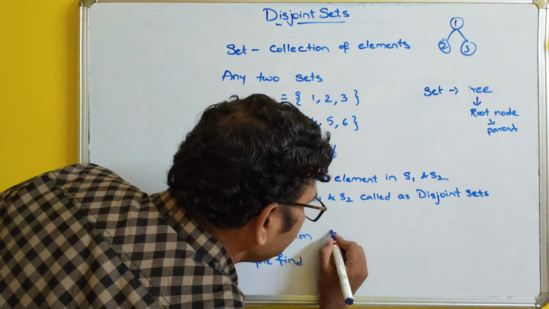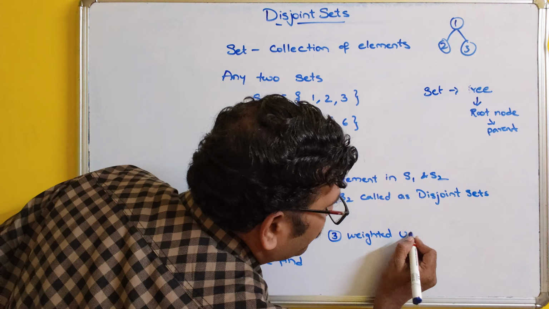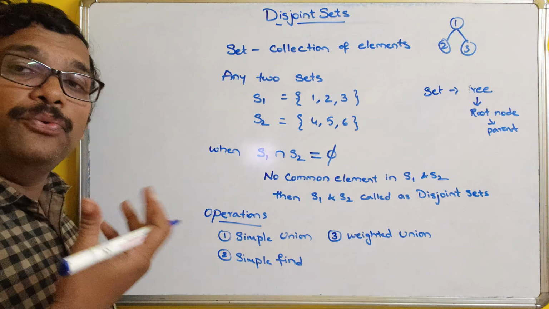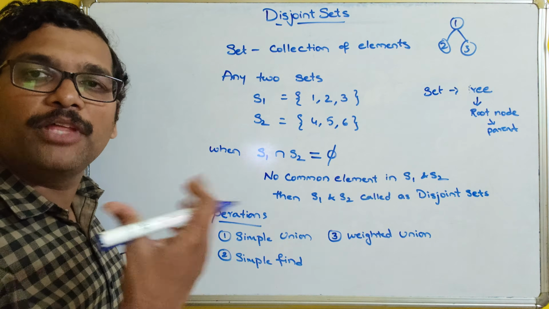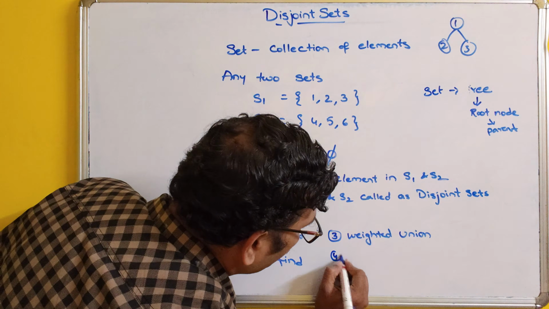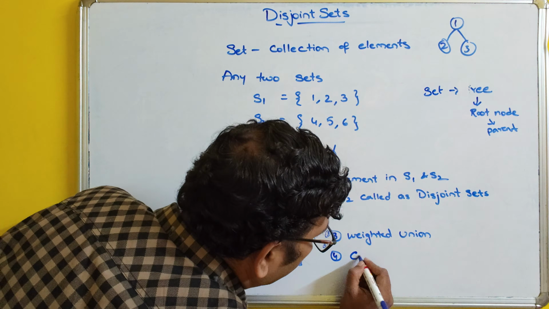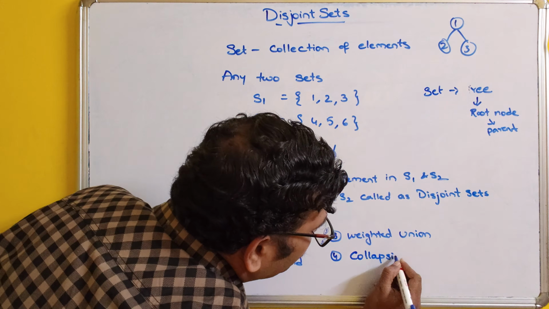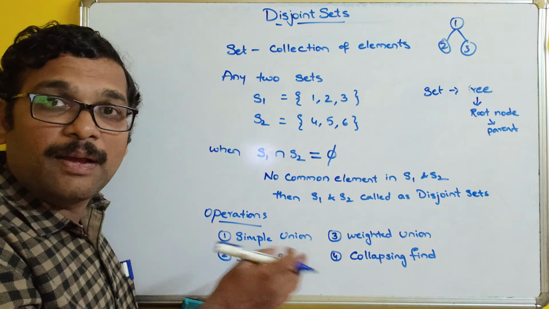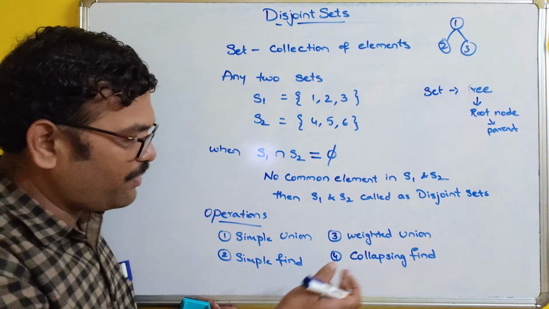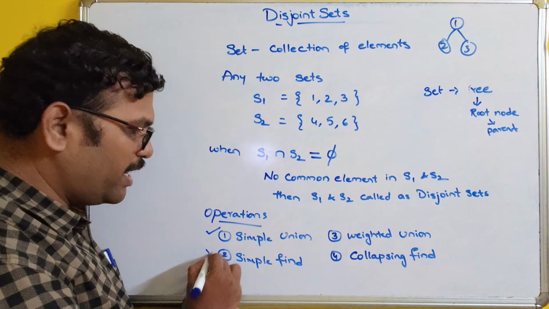And the next one, weighted union. There will be some sort of weightages, and based upon those weights we have to perform the union operation. And the fourth one, collapsing find, which is a slight difference from the simple find. And in this session, we will focus on simple union and simple find.